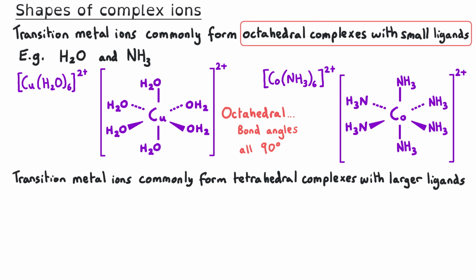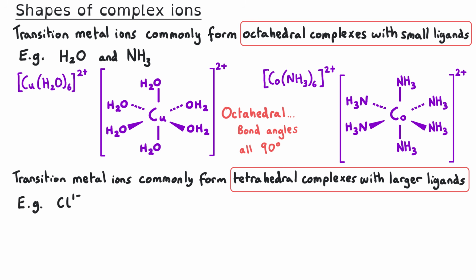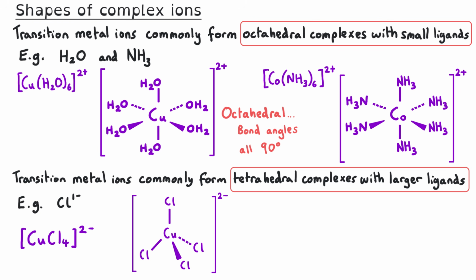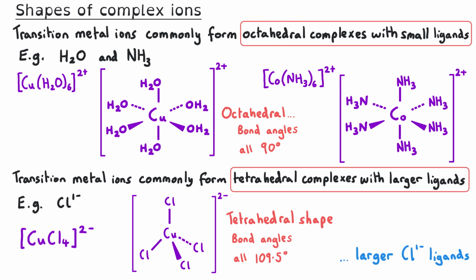Transition metal ions commonly form tetrahedral complexes with larger ligands, and that's because there's not enough room for 6 ligands to fit. They literally take up too much of the available space. An example of this is the chloride ligand. And so in the complex with copper ions, we can only fit 4 chloride ions around the central copper ion. And so we get a tetrahedral shape, and the bond angles will be 109.5 degrees.